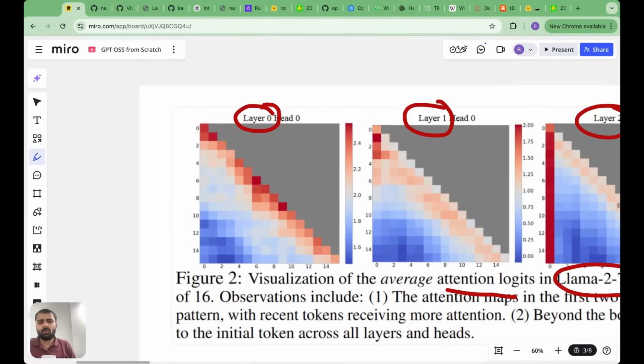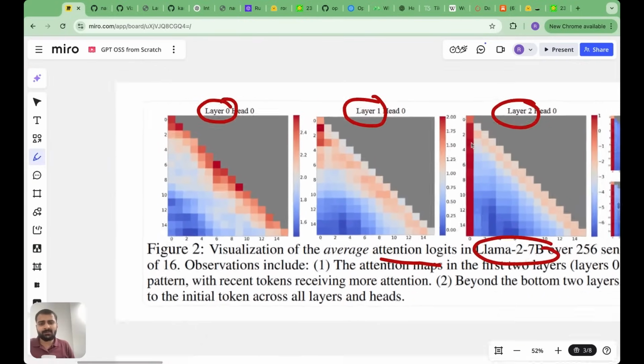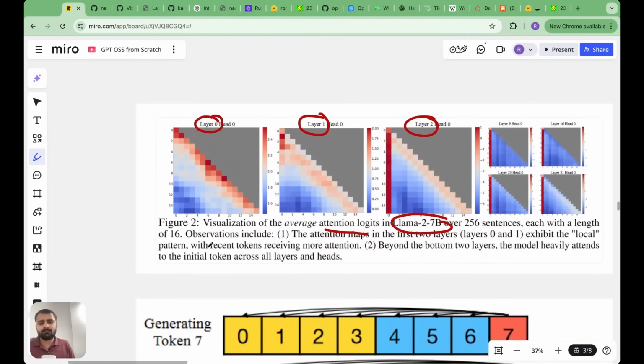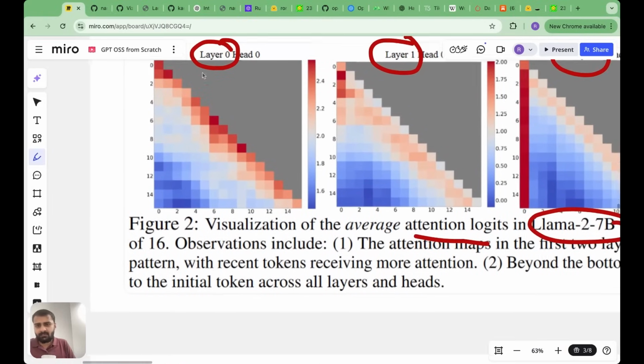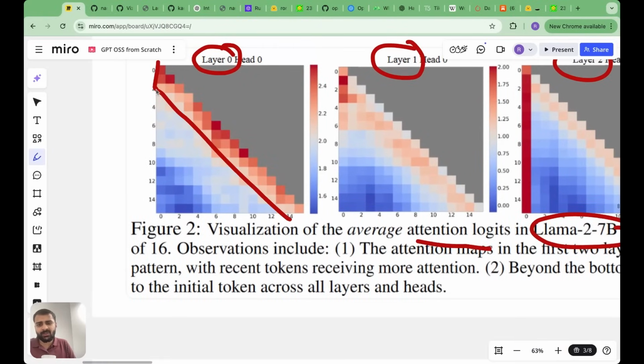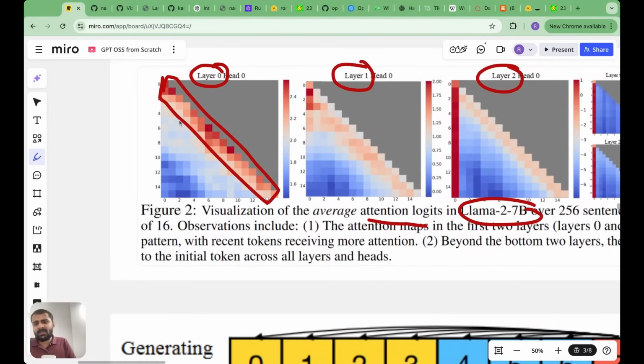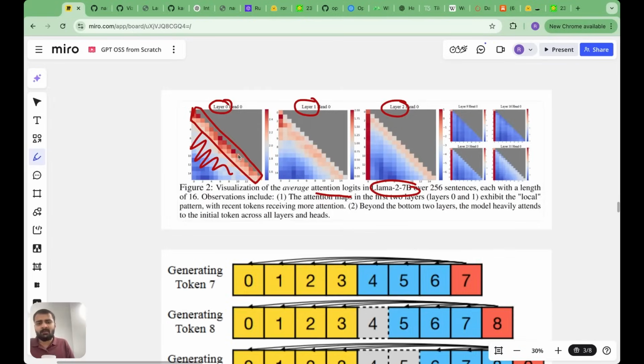So one key thing to note here is that in the initial layers, recent tokens receive more attention, right? Because they are darker. And that's probably fine. When you look at a sentence, more recent sentences to that sentence will receive more attention. But you can see some attention has been given to other tokens as well.